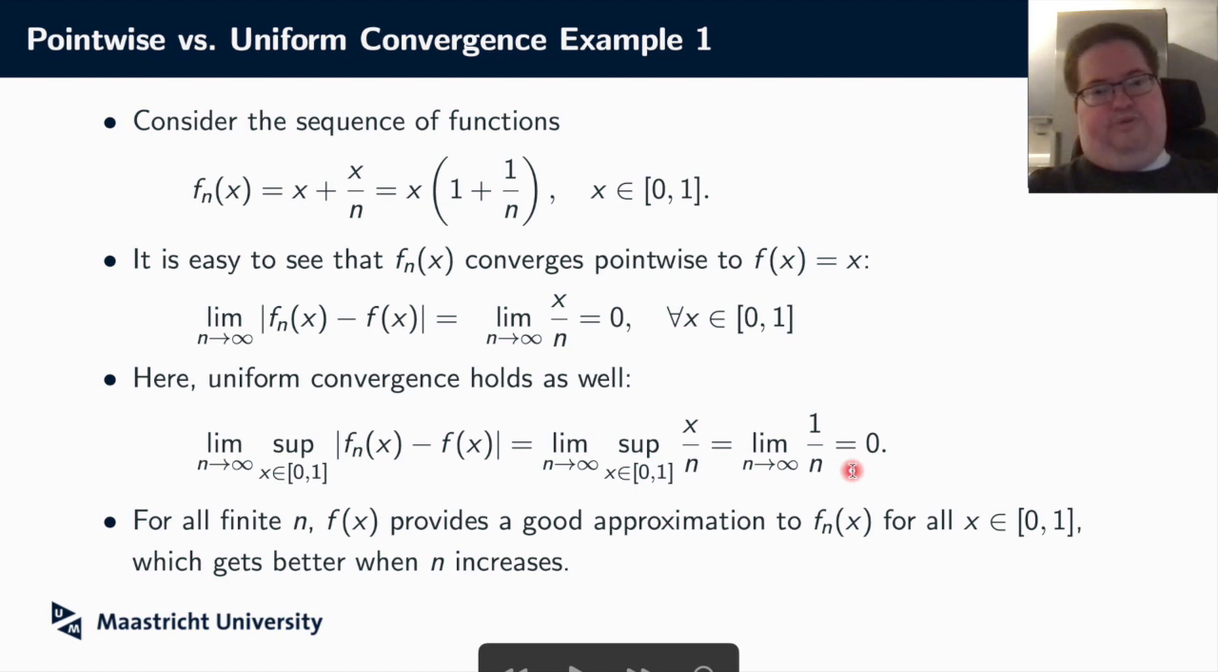So, well, that's all good. So clearly in this case, uniform convergence holds. And as I will argue, in this case, indeed, f of x is a good approximation to fn of x. Of course, the approximation gets better when n increases, but we don't observe any weird stuff.